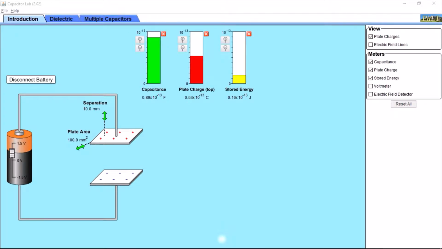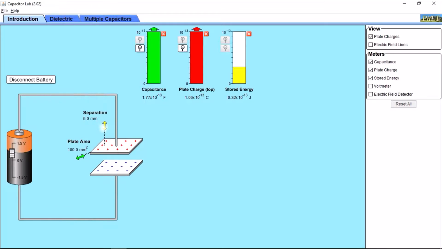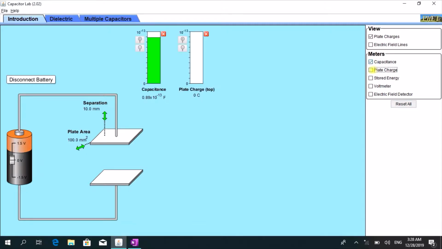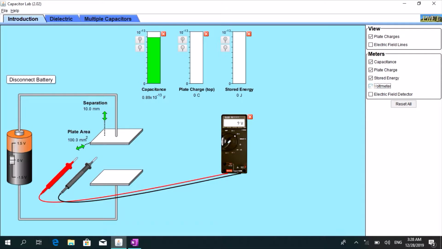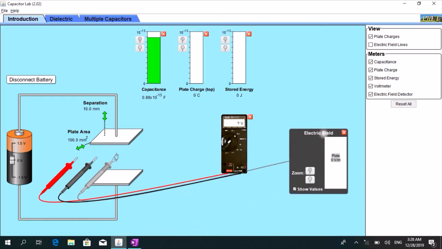Let's have a look at the capacitance effect on the stored energy. If we increase the capacitance by decreasing the gap between the two plates, the stored energy is therefore increasing. Finally, let's do the simulation for the previous example, and let's see what will happen to the capacitance, plate charge, stored energy, the voltage across the plates, and the electric field between the two plates.